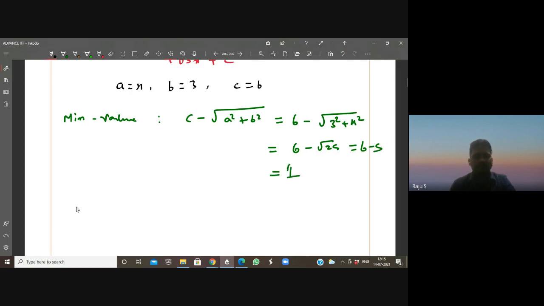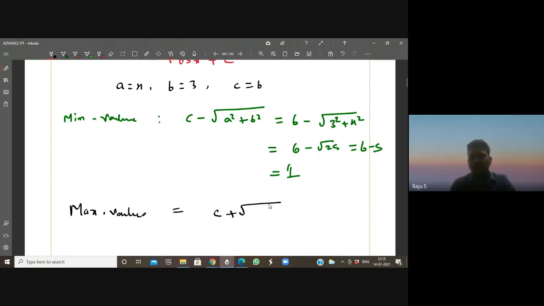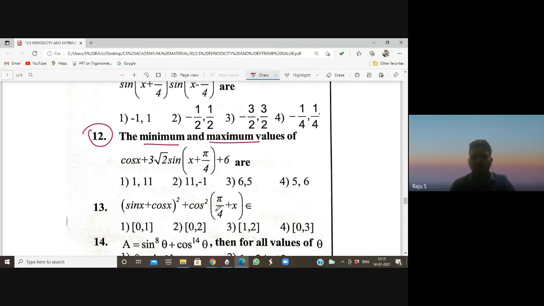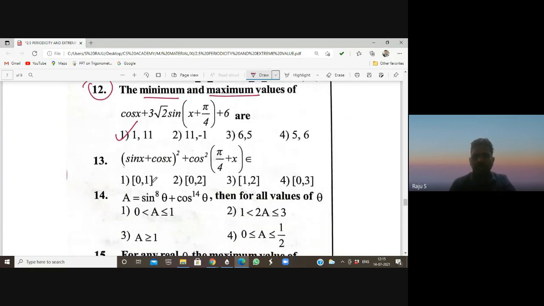In the same way, the maximum value is c plus root over a square plus b square, that is 6 plus 5, which is 11. Got it? So what is the answer? 1 comma 11, the first option. Like that, you must first change it to standard form.